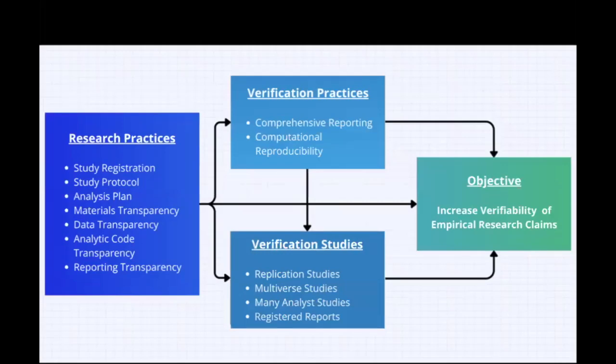So the TOP 2025 framework, as I said, has three distinct categories. The first is called research practices and involves seven distinct things that researchers can do that increase the transparency of their research outputs and make those research outputs more verifiable. There are also two verification practices, and these verification practices combine the outputs of two or more research practices and allow study claims to be checked.